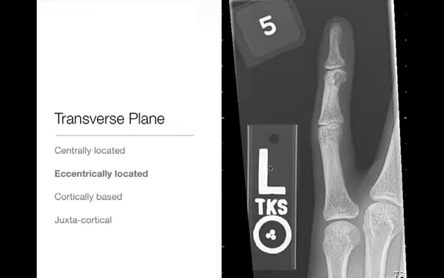Eccentrically located lesions are just going to be off to one side. So here's an example of an eccentrically located lesion. Right off to one side here in the phalanx, eccentrically located geographic lytic lesion, narrow zone of transition. This one probably has a sclerotic border. So eccentrically located lesion.